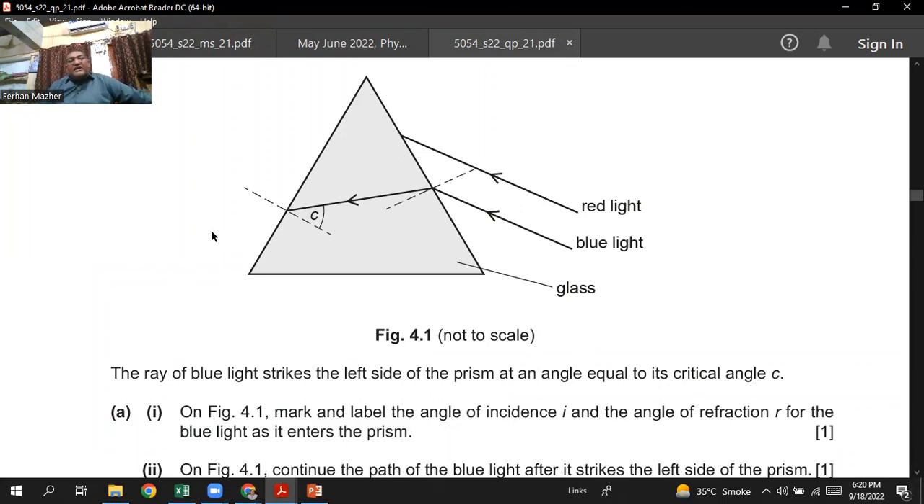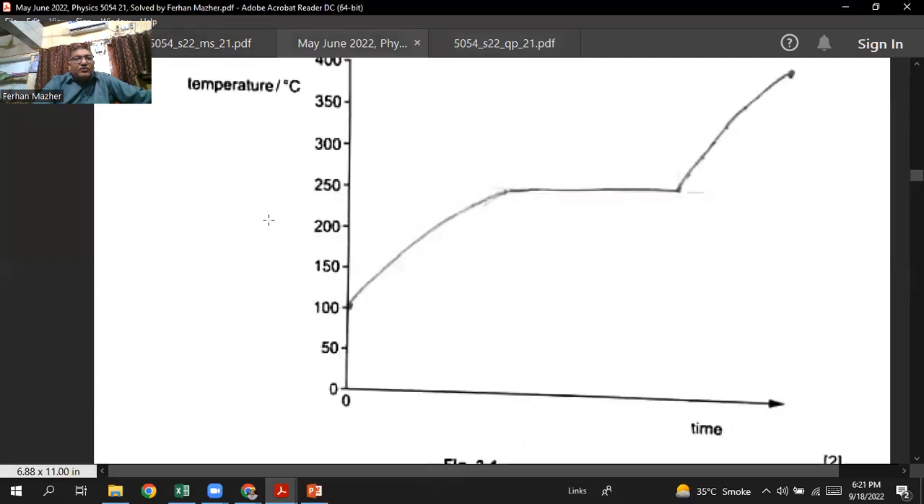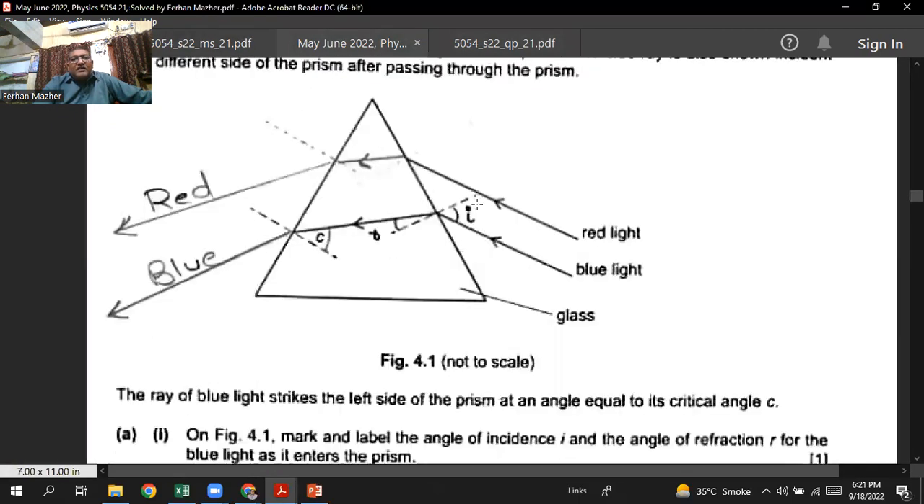What they want: the ray of blue light strikes the left side of the prism at an angle equal to its critical angle. On figure 4.1, mark and label the angle of incidence I and the angle of refraction R for the blue light as it enters the prism. They have already drawn a normal here when the blue light enters the prism. So this will be the angle of incidence and this will be the angle of refraction. Let me show you. I have done that. So you can see this is the angle of incidence and this is the angle of refraction.